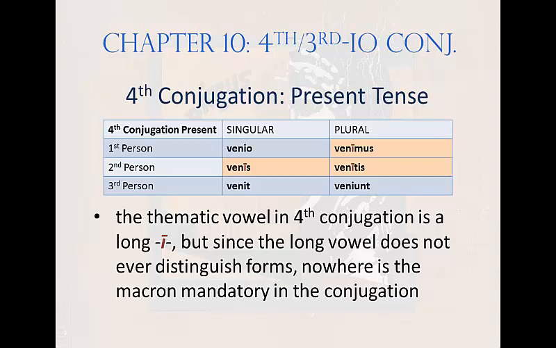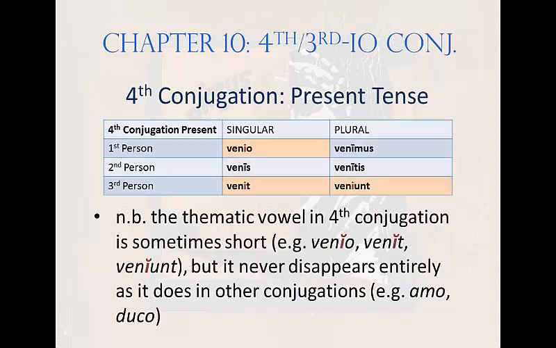But the strong presence of that I is felt in other ways. For instance, while it sometimes shortens, as in venio, venit, and veniunt, it never disappears entirely, the way that A can disappear in first conjugation forms like amo, or the weak thematic vowel in third conjugation forms like duco.